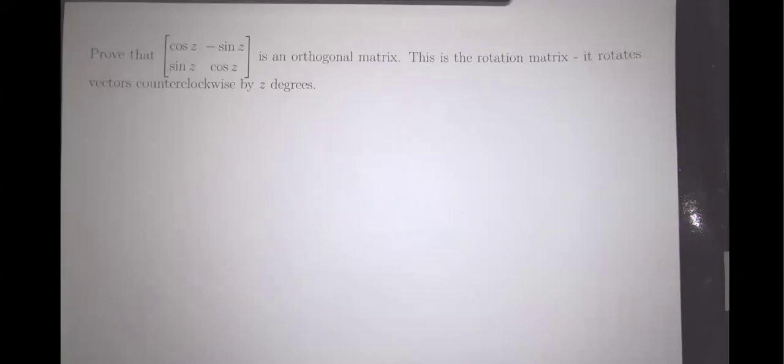In this example, we want to take the rotation matrix given by cosine theta, negative sine theta, sine theta, cosine theta, and prove that it's an orthogonal matrix. Now, orthogonal matrices are important because they represent rigid transformations, so they preserve lengths and angles. The telltale sign that a matrix is orthogonal is that the inverse is equal to the transpose.